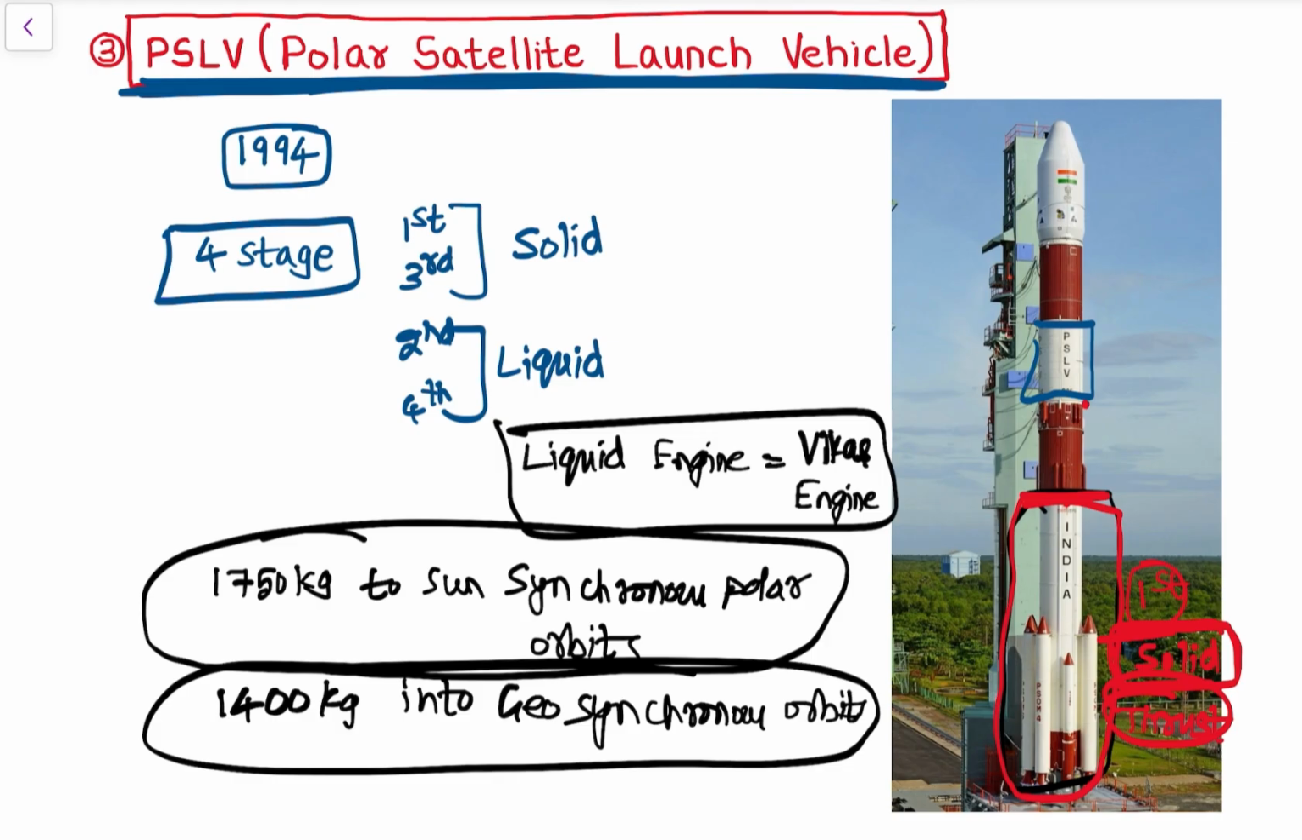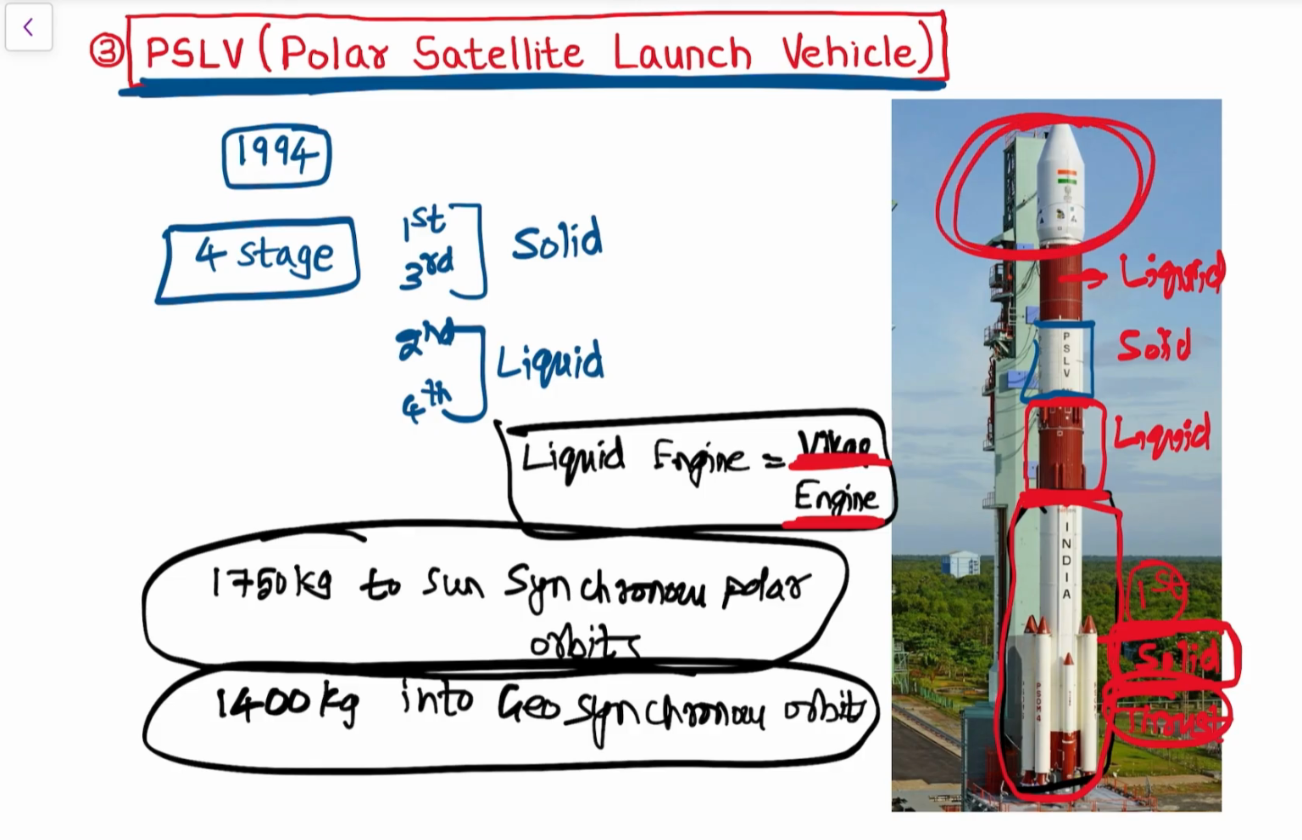Then liquid fuel, the Vikas engine, is the second stage. The third is solid again, and the fourth is again liquid fuel, a liquid engine. The Vikas engine is used for liquid, and here is the payload or satellites, which go to sun synchronous orbit, polar orbit, and PSLV can also go to geosynchronous orbit.